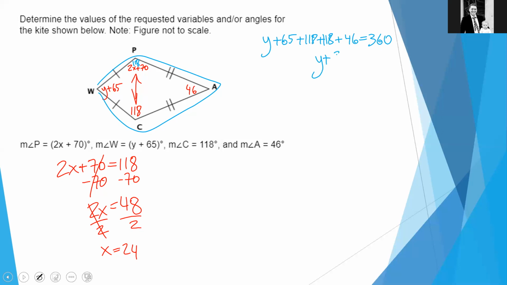Which is 347 equals 360. Let's minus 347 from each side. Those will cancel over here, and y is going to be equal to 13.